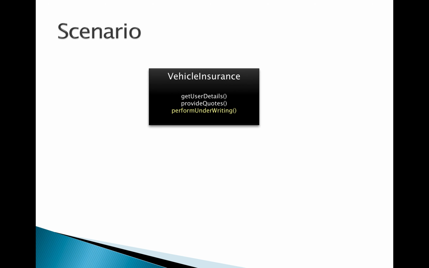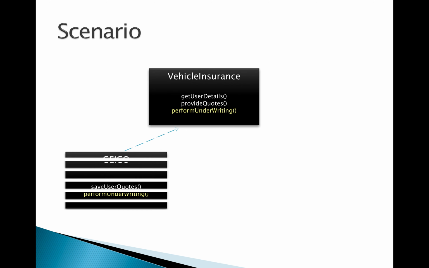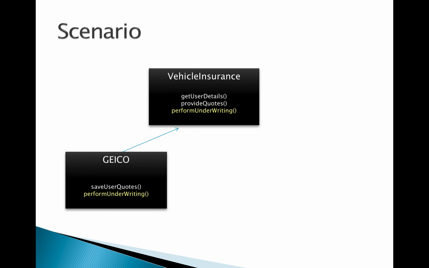They know what to do. They are going to do the underwriting for you to get a quote. Let's say we have Geico, which is one of the insurance companies, and they have these methods. They want to reuse the methods of the general vehicle insurance company. Any vehicle insurance company is going to get the same personal details that the others are getting. They are not different, and providing the quotes is also not different.